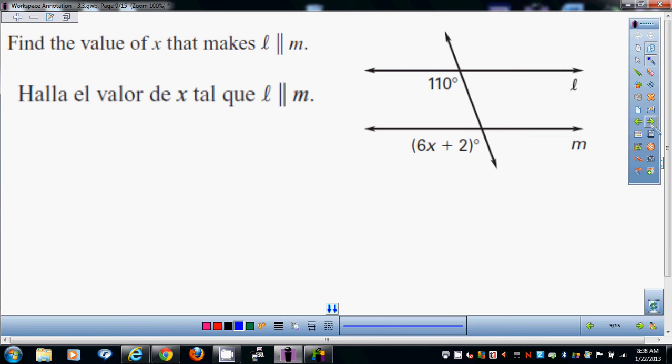These angles are corresponding. Therefore, if the lines are going to be parallel, the angles should be what with each other? Congruent. And if angles are congruent, then we should set them equal. Divide. Thank you. I moved too slow. Questions. It doesn't ask us to plug it back in. It says find the value of x, so that's what we did.